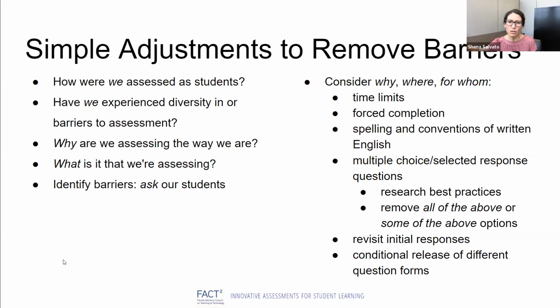Another thing that we could do is have conditional release of different forms of questions. And so we can craft a lot of questions and then have them built in so that they are released according to what the students are demonstrating in their performance.